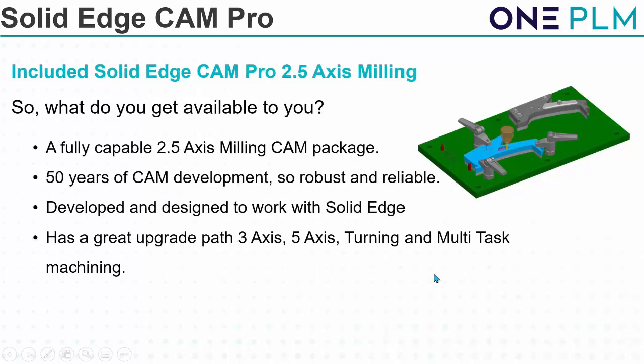So what do you get available to you? Well, it is a fully capable 2.5 axis milling CAM package. This is 50 years of CAM development, so we know it's a robust and reliable system that will work, and it's developed to work with Solid Edge. And as I said earlier, there is a great upgrade path. So if your discipline changes within the CNC environment, you can upgrade this accordingly. You can go up to 3-axis, 5-axis, turning, and even multitask machining with the available modules on top of this package.